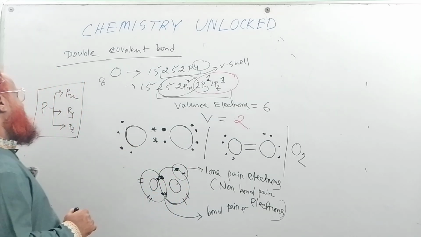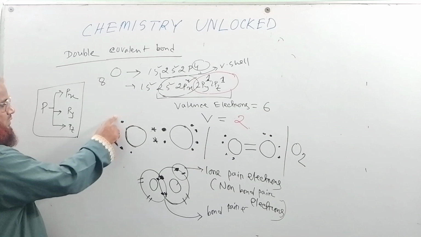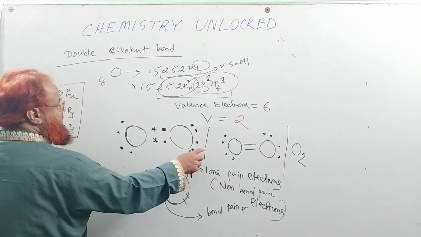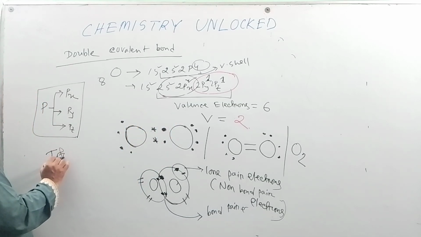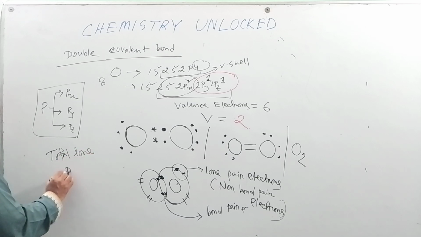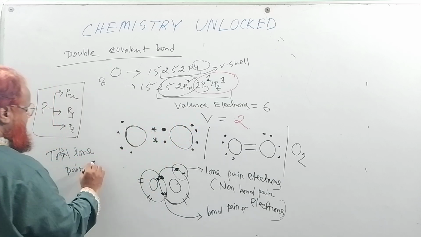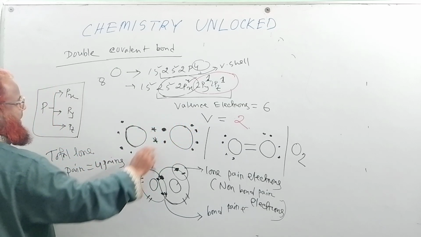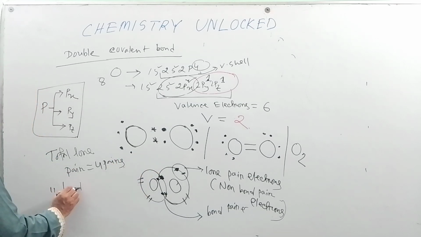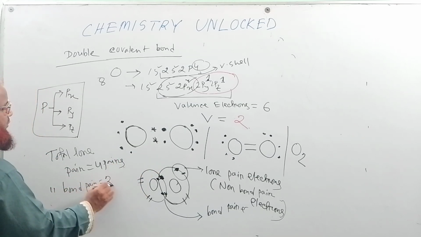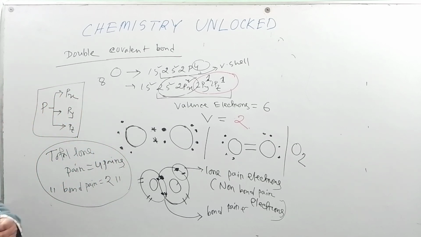So in the O2 molecule, you can observe that here 1 pair and here 1 pair, there are total lone pairs here 2, and here also 2. The total in the O2 molecule is 4 lone pairs. So total lone pairs in O2 will be 1, 2, 3, 4 pairs. And total BP, that means bond pairs, 1 and 2 pairs. Total bond pairs will be 2 pairs. So this is the explanation of your double covalent bond.